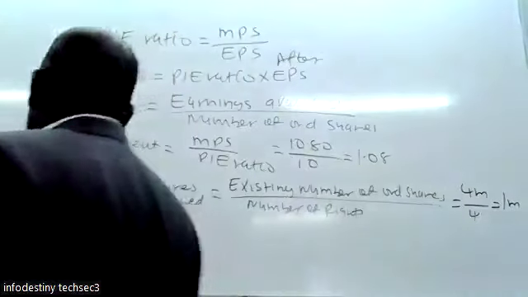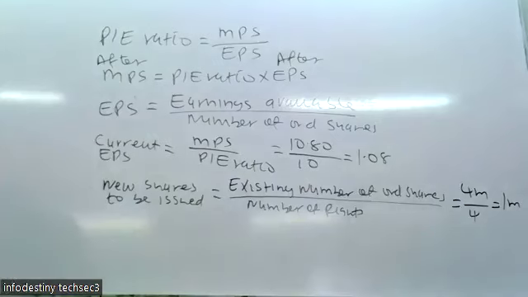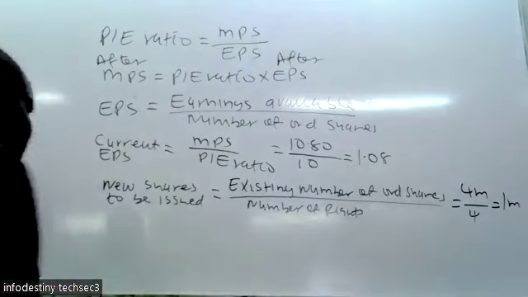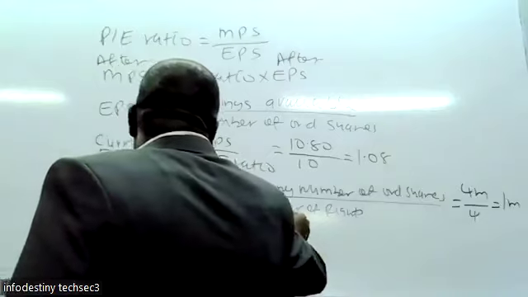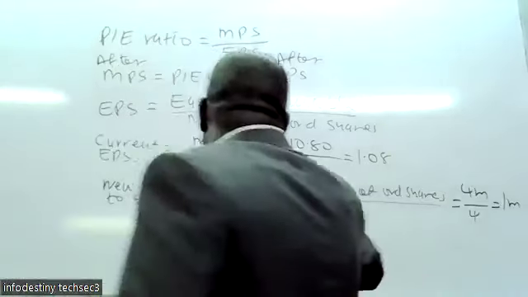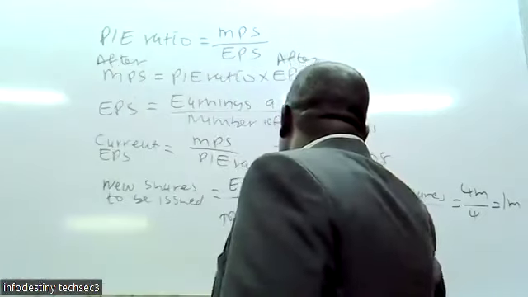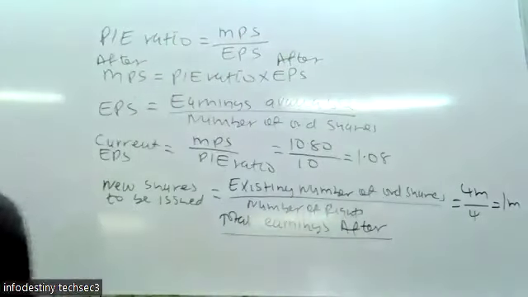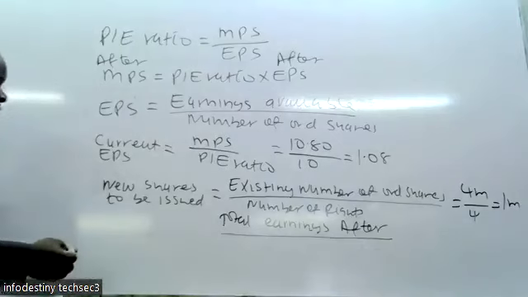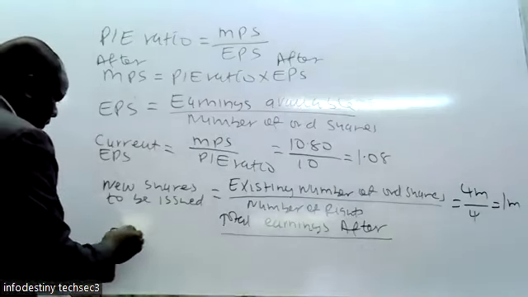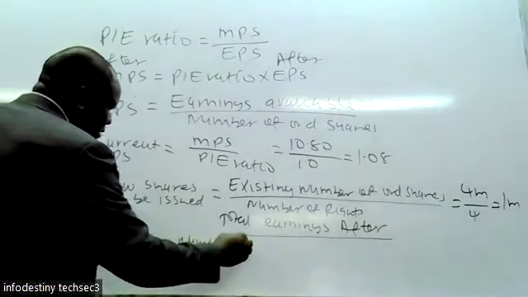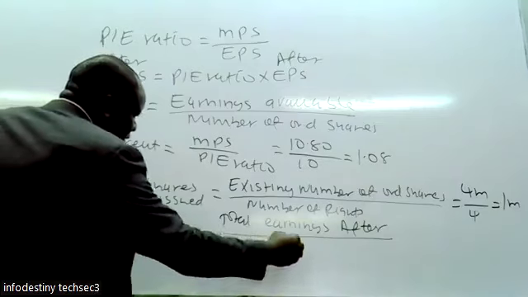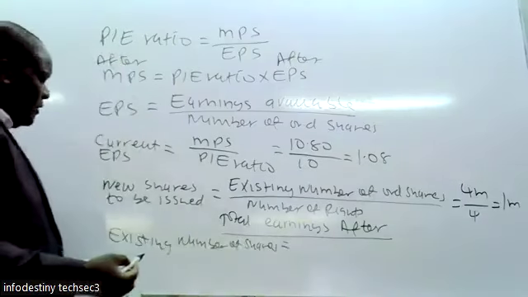So we want to compute the total earnings, or earnings available. To get the total earnings, we start with the current number of the shares existing. There are 4 million shares.